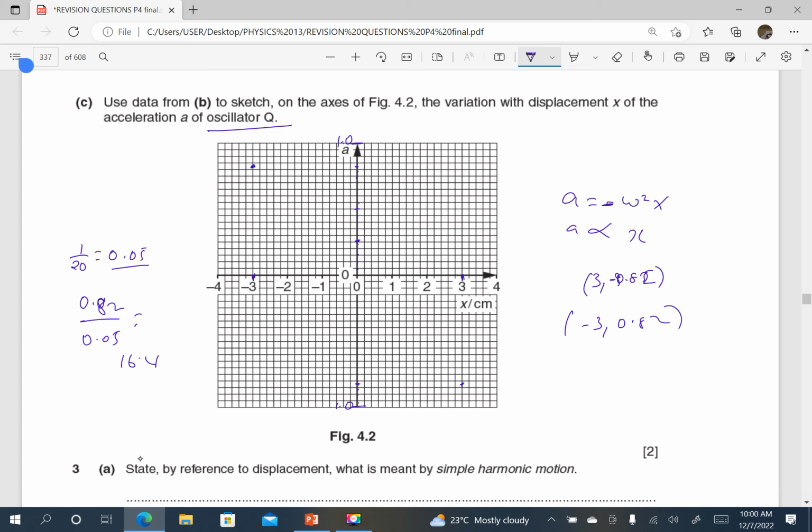This one, of course, when displacement is 0, the acceleration is 0. And this one here, I'll have to pull out my ruler, which is not good. It's not a good ruler, but I will still use it.